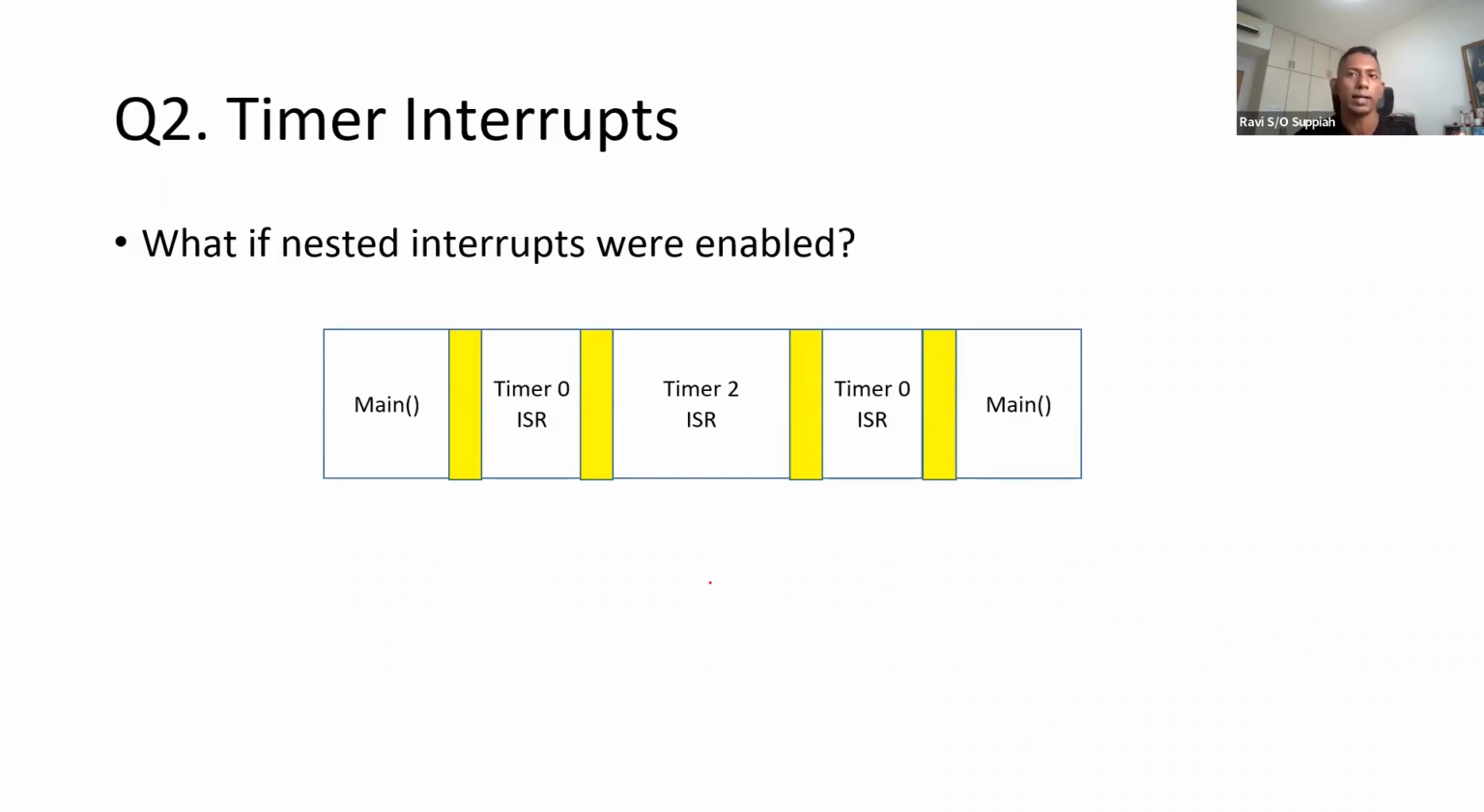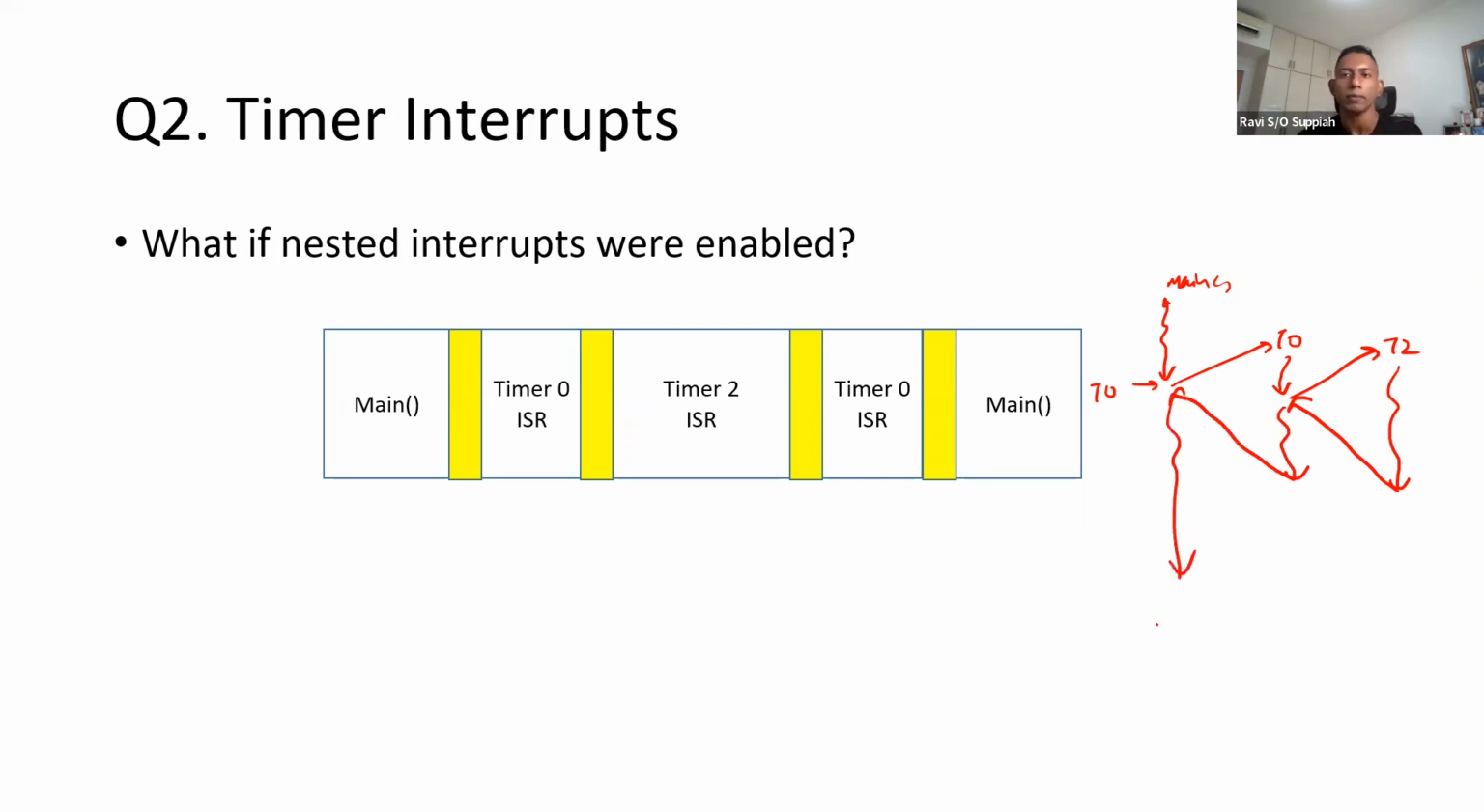If you manually go in and enable the interrupts again, then you will be able to go from the main. You initially triggered by timer 0, so you go to timer 0. But before you finish, timer 2 is registered, so you will jump to timer 2 first. Finish up the ISR, come back to timer 0, finish up timer 0, then go back here and carry on. So that is when nested interrupts are enabled.